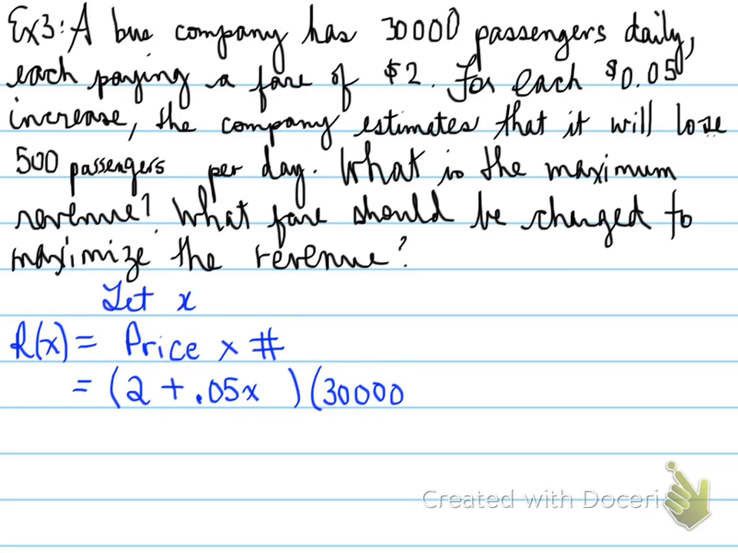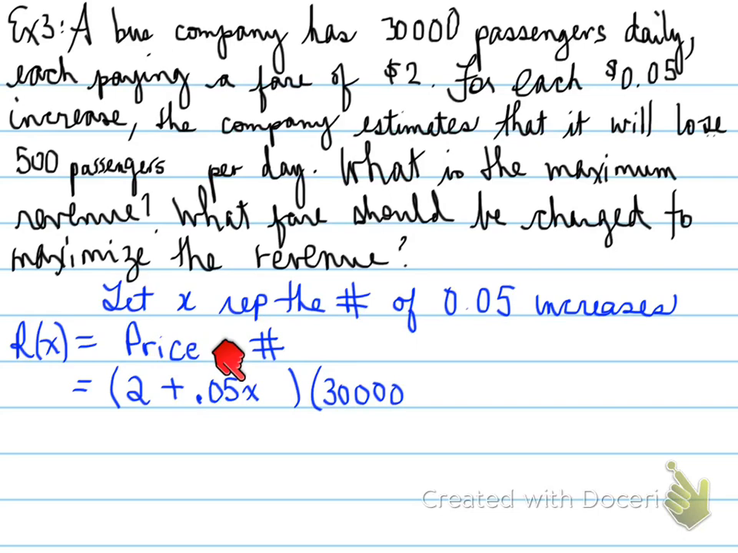And that's just logical. So we let x represent the number of 5-cent increases, so this x represents how many times we're going to increase the ticket price. The passengers, on the other hand, are going to go down. How much are they going to go down? Well, they're going to go down 500 x number of times.